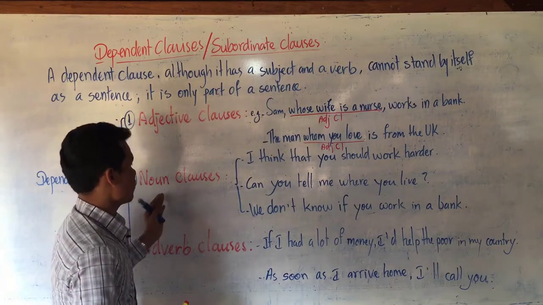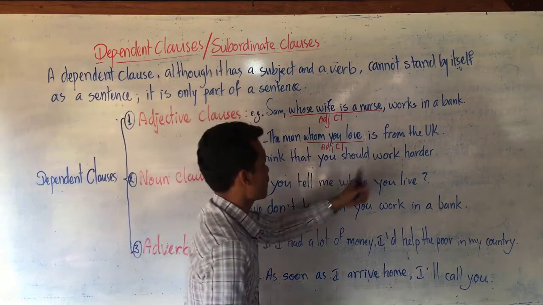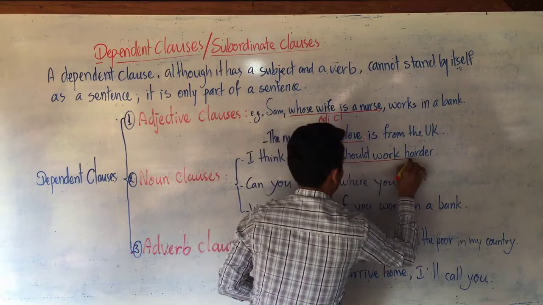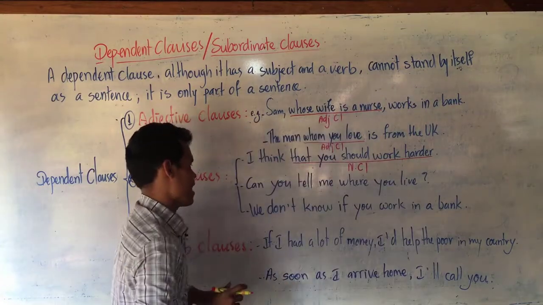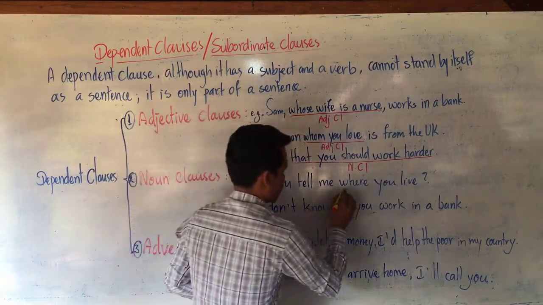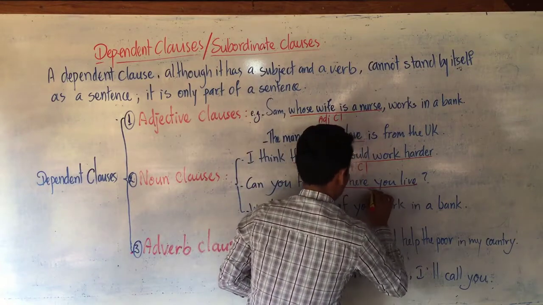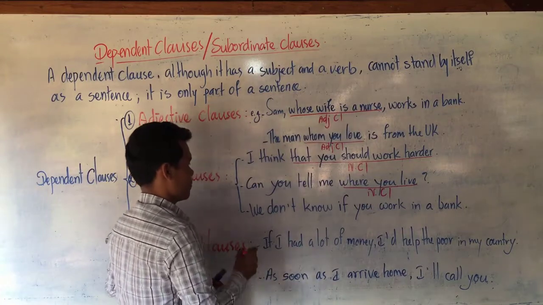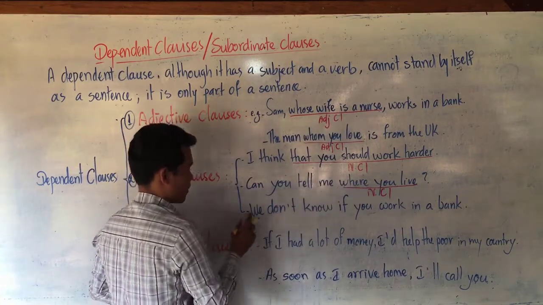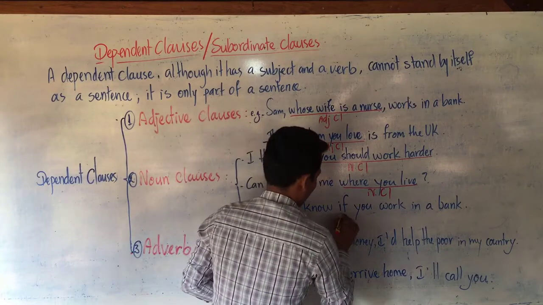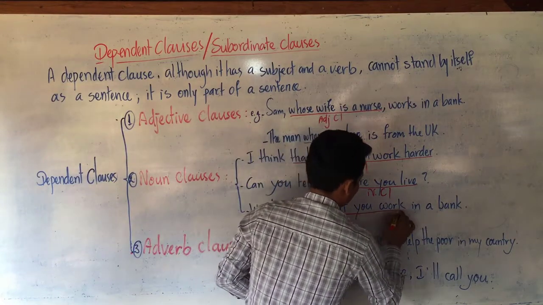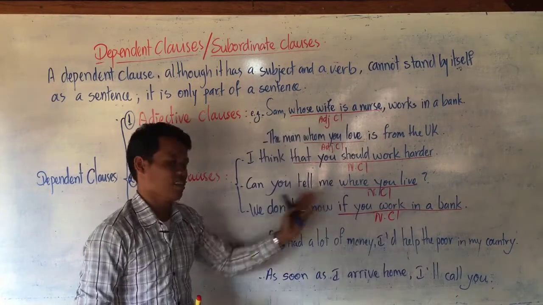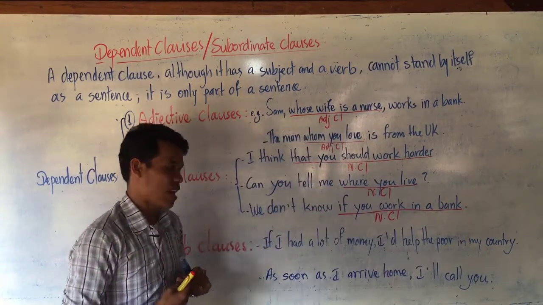Alright. Noun clause: I think that you should work harder. So I think from that to work harder is a noun clause. The subordinate is that. Can you tell me where you live? Where you live here is a noun clause. It starts with WH, a clause marker or subordinate. We don't know if you work in a bank or not. So it's a noun clause. You can see 3 examples of noun clause.